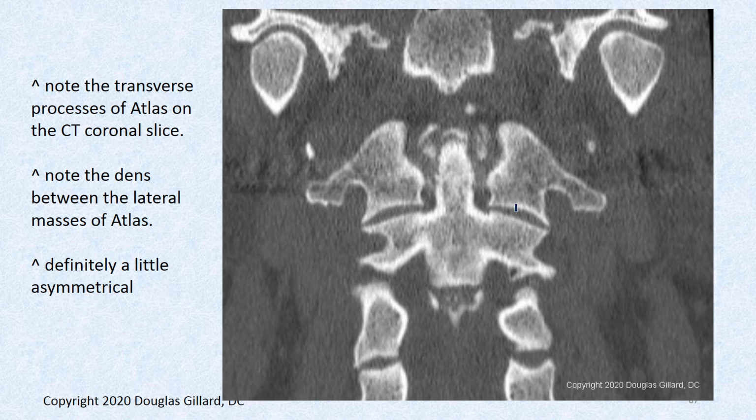Okay, there's just another view. Look at the difference of these transverse processes. They look completely asymmetrical. This one looks like a kind of an ankle shoe type look. This one kind of looks like that a little bit, but you can tell they're quite different. This one sticks out quite a bit further than that one.